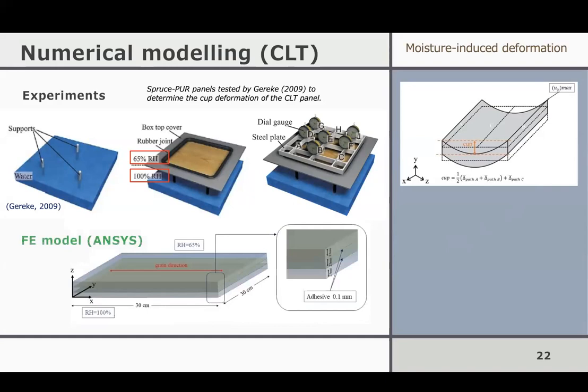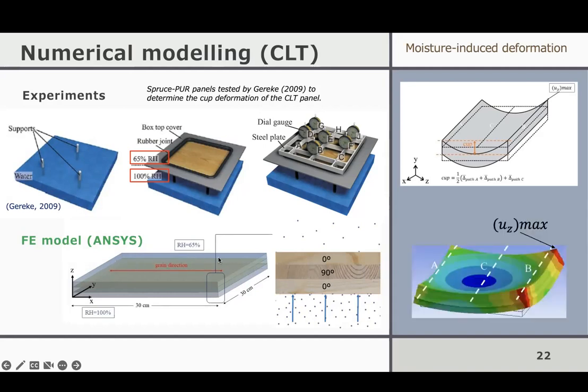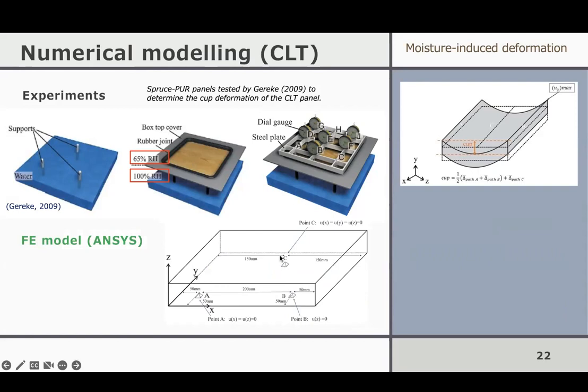So we did that with ANSYS. We modeled this as 3 layers, with 0 degrees for the top and bottom and 90 degrees for the middle. Here you see the wood grain direction, and here's the simulated result. It's not quite symmetric because if you look at the experimental setup, the supports are not quite symmetric.